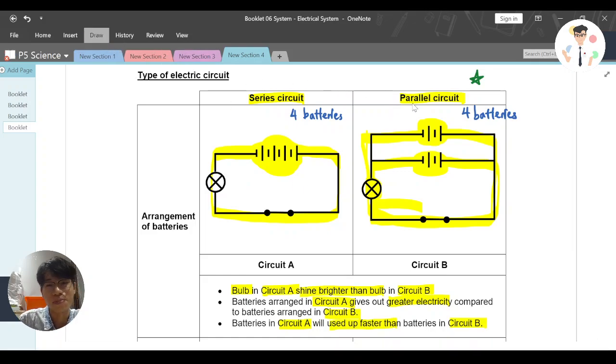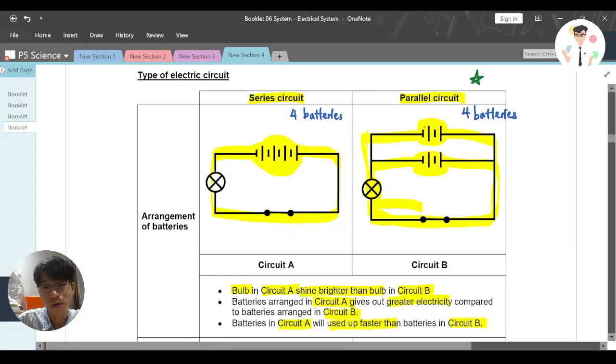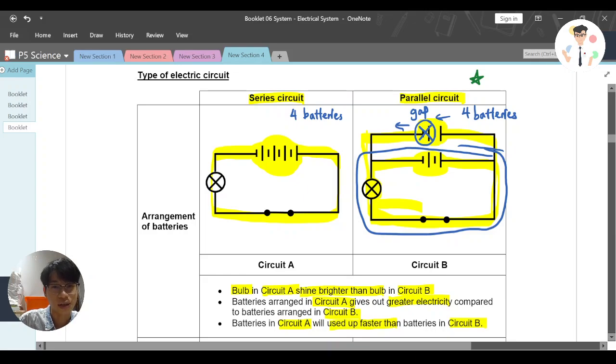One good thing about the parallel circuit is that if one of the batteries here is spoiled, you will see that this part forms a gap, which means electricity cannot flow through here. Will this bulb still light up? The answer is yes, because there is still another round here that still works, so this battery can still supply. But in the series circuit, if this battery is spoiled, we form a gap and electricity cannot flow through anymore, so the bulb will not light up.